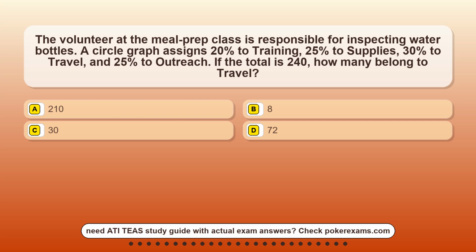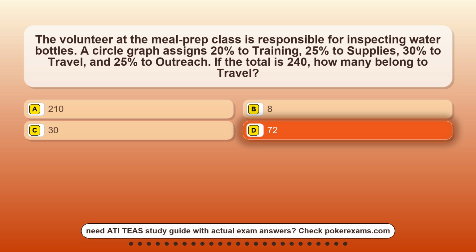Question 9. The volunteer at the meal-prep class is responsible for inspecting water bottles. A circle graph assigns 20% to training, 25% to supplies, 30% to travel, and 25% to outreach. If the total is 240, how many belong to travel? Option A, 210. Option B, 8. Option C, 30. Option D, 72.